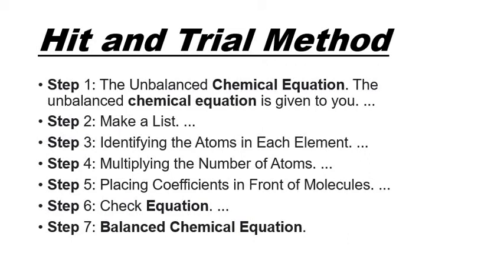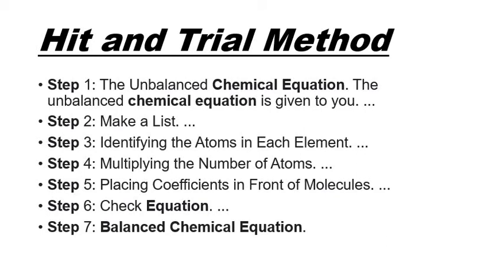Now what are the steps involved? The first step is to write the skeletal equation by putting the symbols or the formulae of the elements or compounds which are involved in the chemical reaction, and we put a plus sign between the reactants, and if there is more than one product we use the plus sign between the different products. Now we make a list showing the number of atoms on the left hand side and on the right hand side.